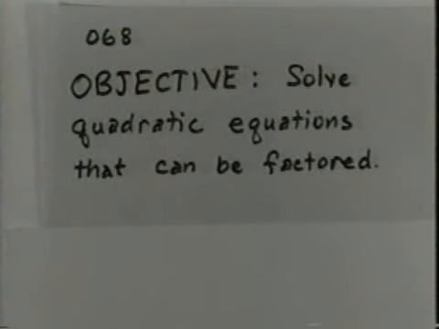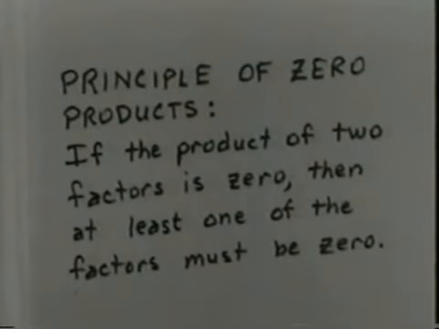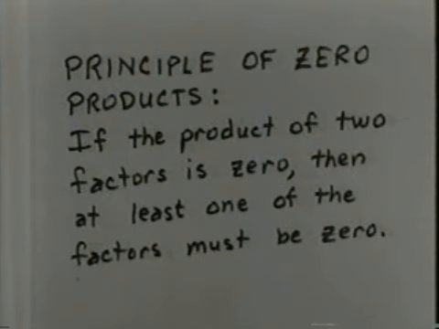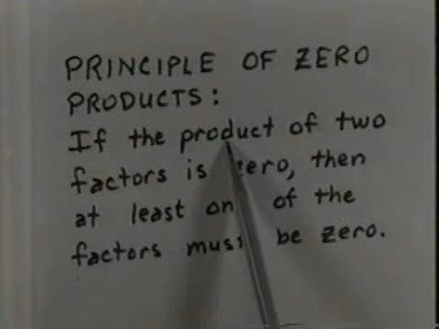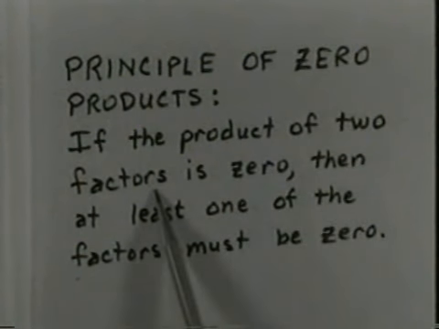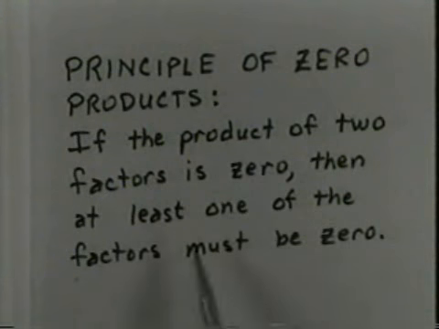The basis for our solution method is a rule known as the principle of zero products. The principle of zero products says this: if the product of two factors is zero, then at least one of the factors must be zero. Remember that product means we're multiplying two expressions. That is, if we're multiplying two factors and the answer we get is zero, then at least one of the factors must be zero.